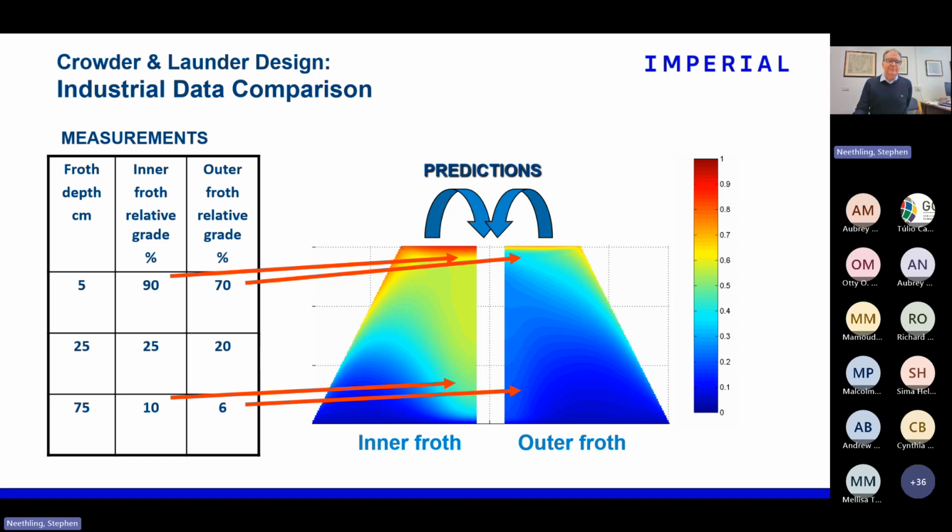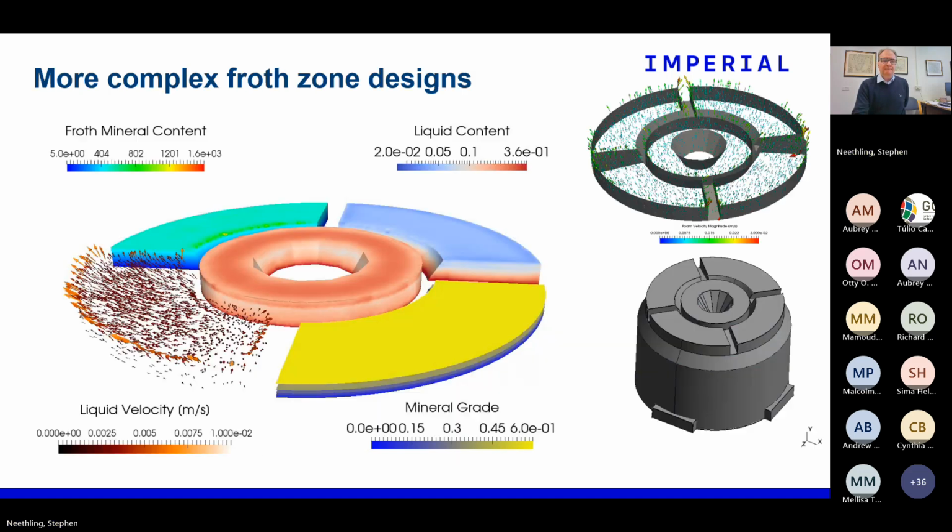Note that these aren't simulations for exactly the same conditions. We did the simulations first for a generic froth, and they then went and tested it in their cells, and they did indeed find that the grade in the inner section as you went down was higher than the grades in the outer section, just as we had predicted in our modeling, which gave us at least confidence that the modeling is telling us something about how these cells are actually behaving.